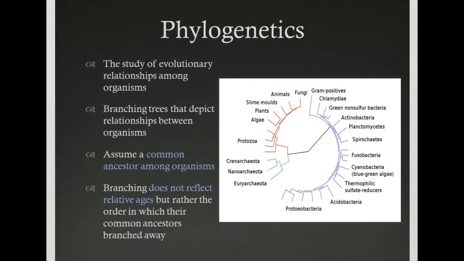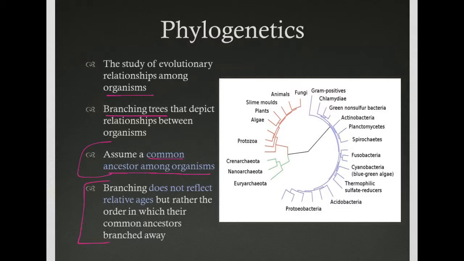This video is going to be about phylogenetics. Phylogenetics is the study of evolutionary relationships among various organisms. We're going to look at branching trees, sort of like family trees, that depict relationships between organisms, and these assume a common ancestor among organisms, just like a family tree assumes a common ancestor among everybody in the family.